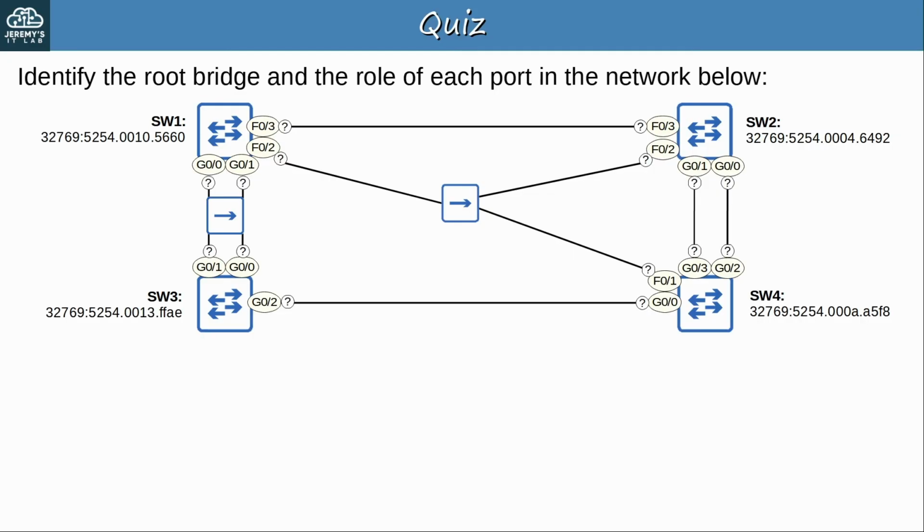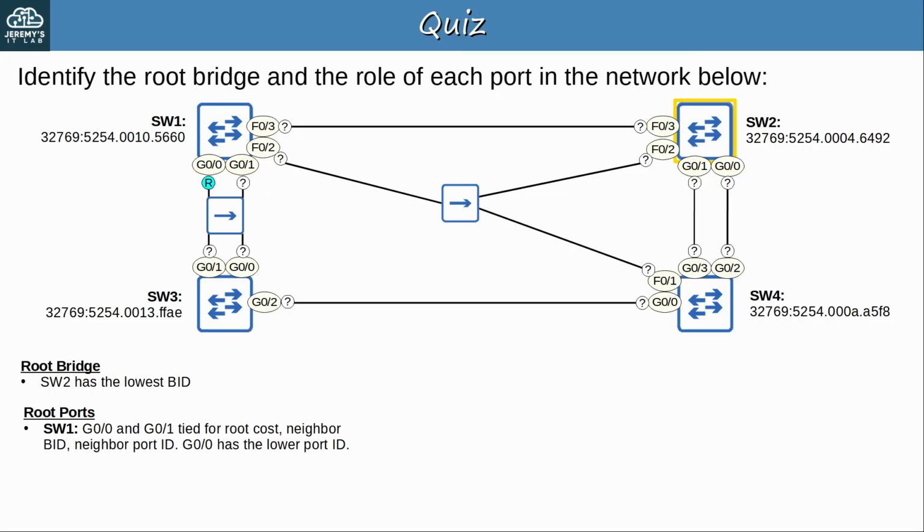Okay, let's do a quick walkthrough of the logic to check the answer. First of all, switch 2 is the root bridge because it has the lowest bridge ID. This time, all 4 switches have the default priority of 32768 plus 1 for VLAN 1, but switch 2 has the lowest MAC address. Next up, root ports. Switch 1 G00 is its root port because, although its root cost, neighbor bridge ID, and neighbor port ID are tied with G01, G00 has the lower port ID.